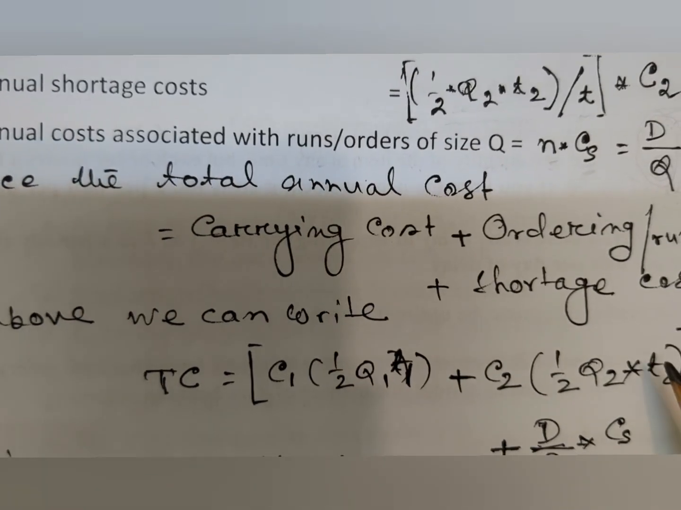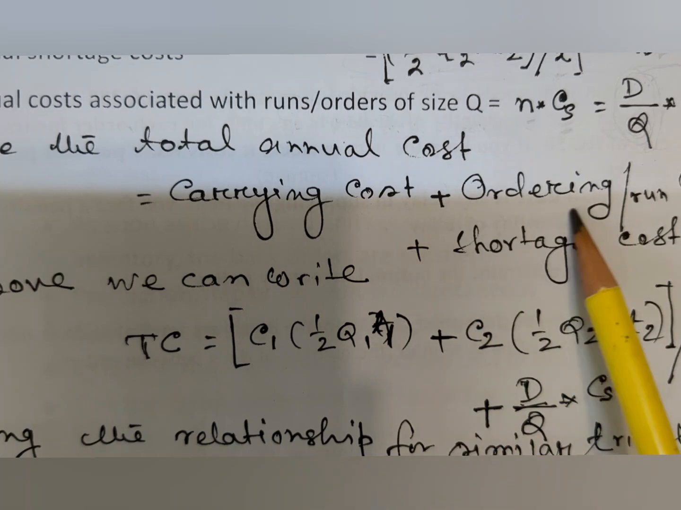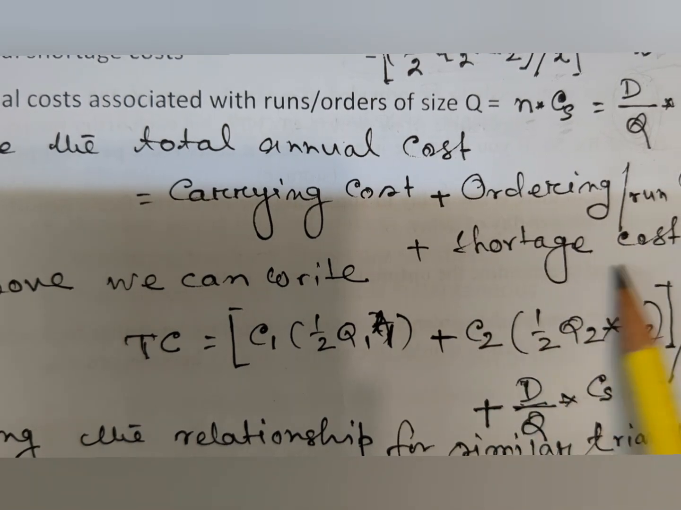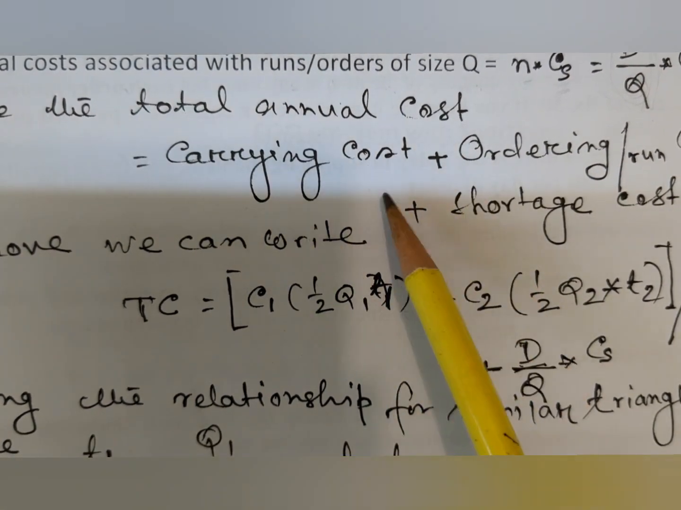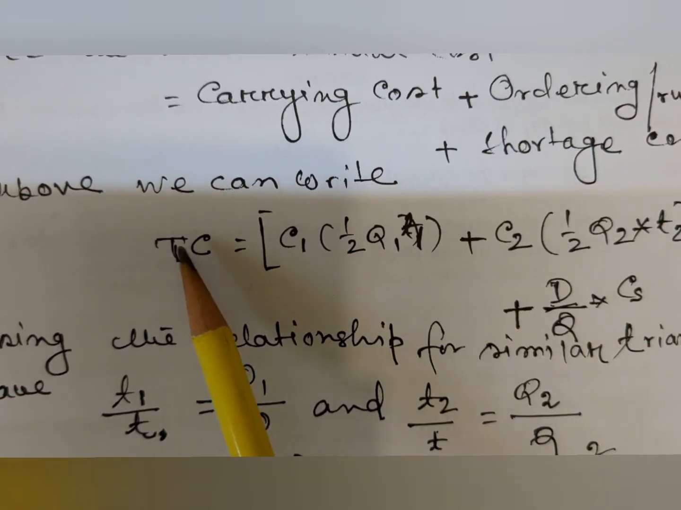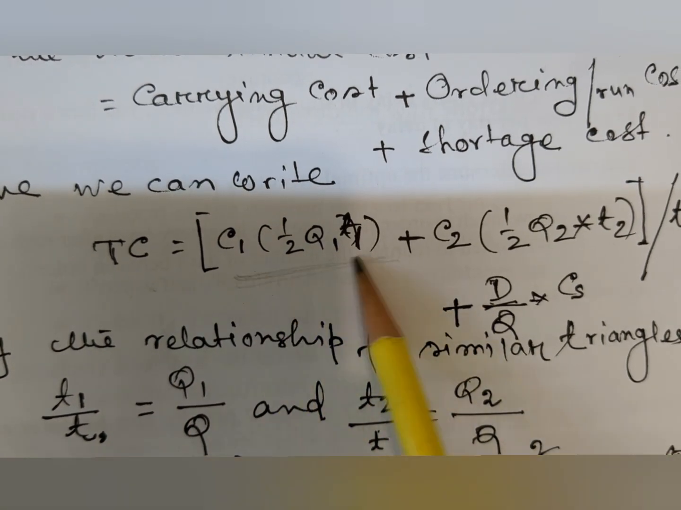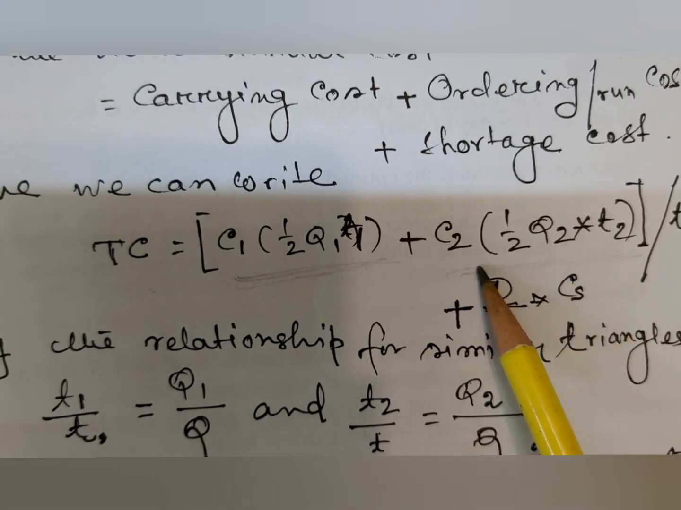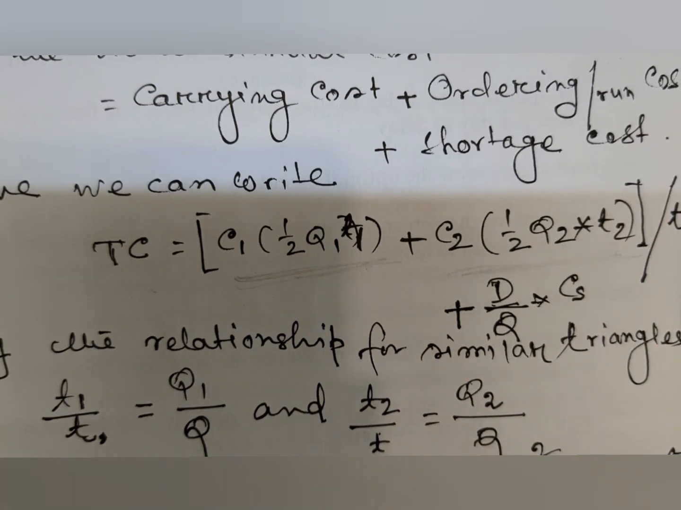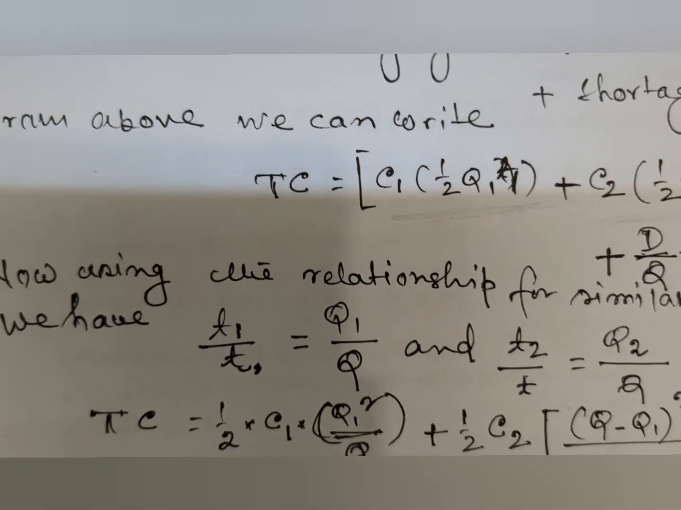Next, from above we can write the total annual cost will be carrying cost, per order carrying cost plus ordering cost for the period plus shortage cost. These three types of costs are involved to get the total cost. If it is annual, then for annual all the costs have to be added. From above we can write TC, that is total cost, is equal to, this is for the holding cost or carrying cost, and this is for the shortage cost, and divided by T. T is a common term, that's why divided by T, and plus this is the ordering cost. That will be the total cost. Okay.